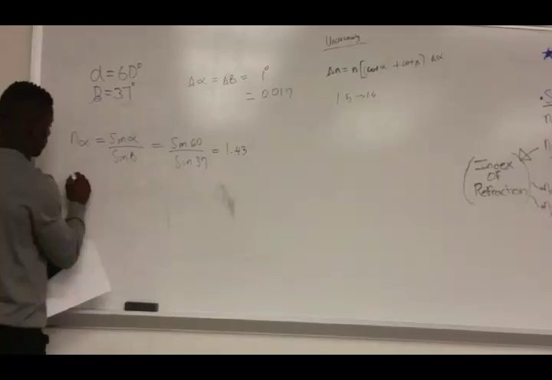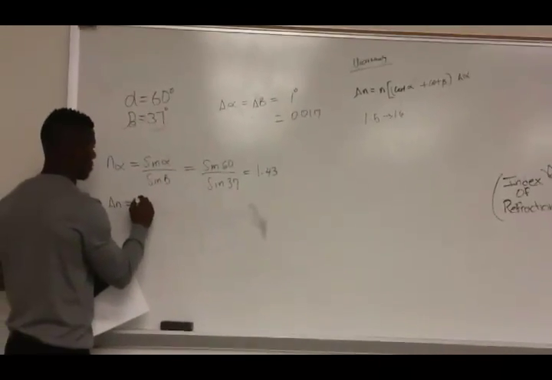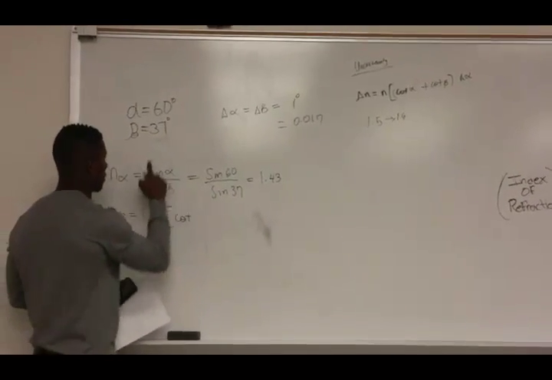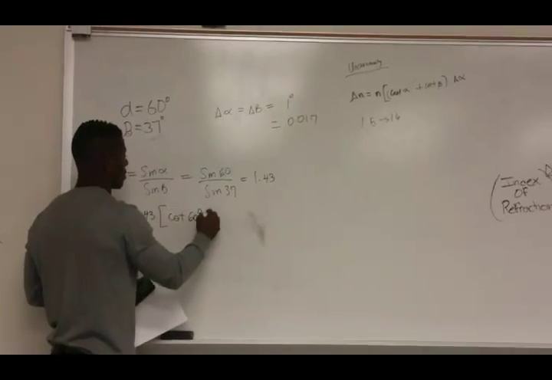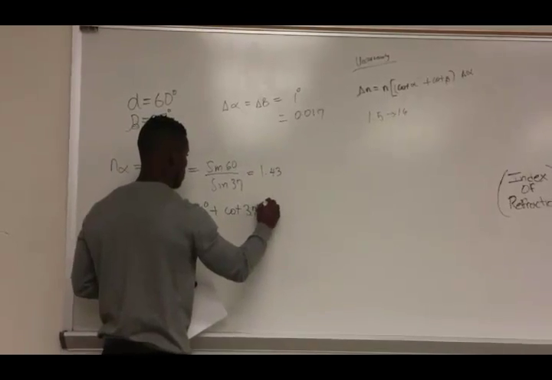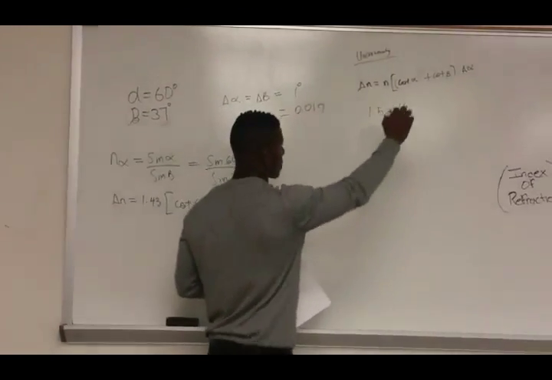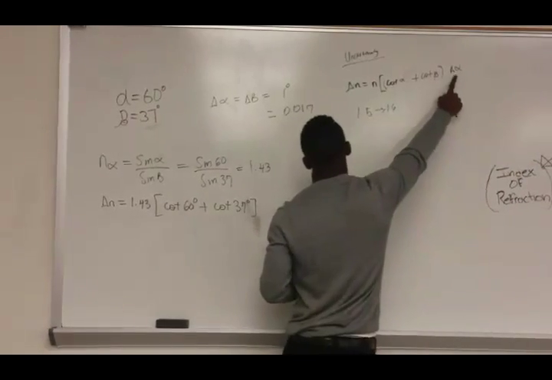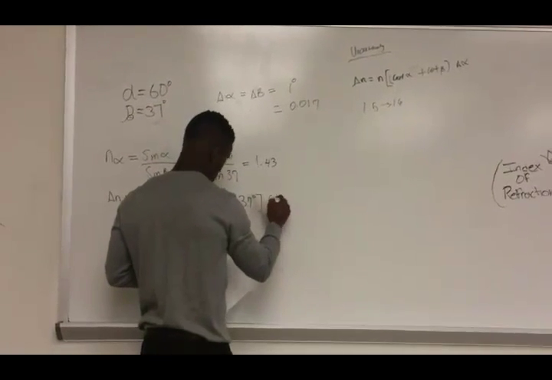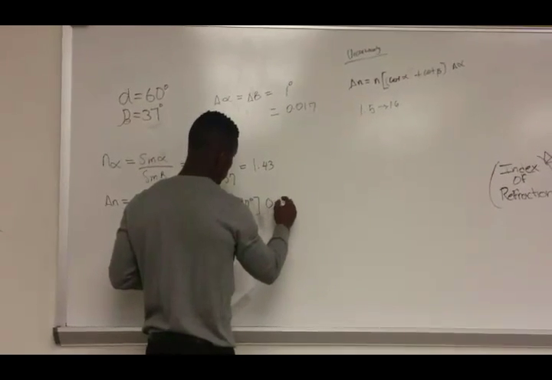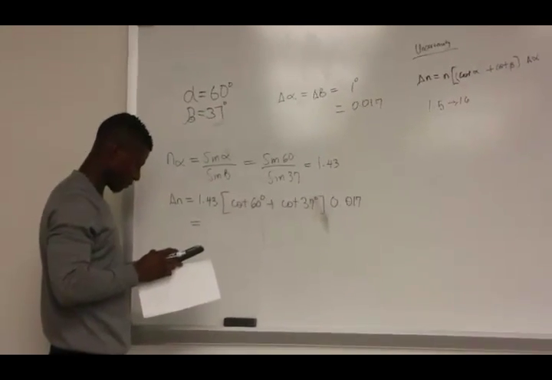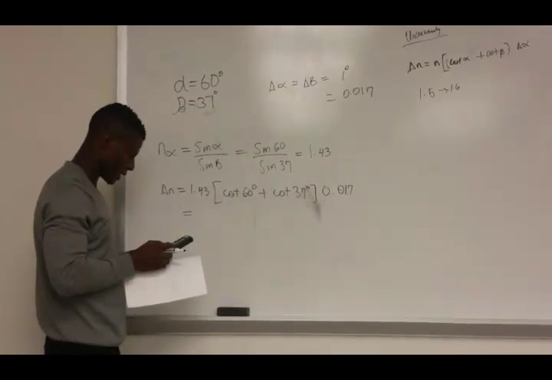And then we have 1.43 times cotangent of alpha. Alpha, we know alpha is 60, plus cotangent of 37 times delta alpha, which we said is 0.017. Cotangent of 60.